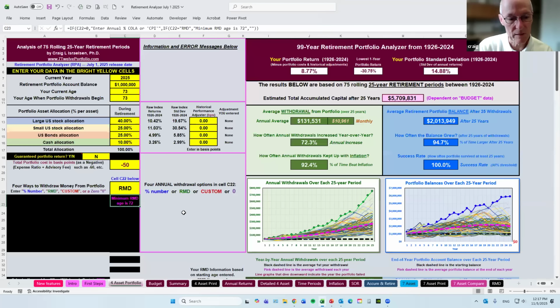So let's start with this screen. This is Excel-based. It works on the PC, obviously. It works on the Mac using Excel. So it's a pretty adaptable tool if you have Excel.